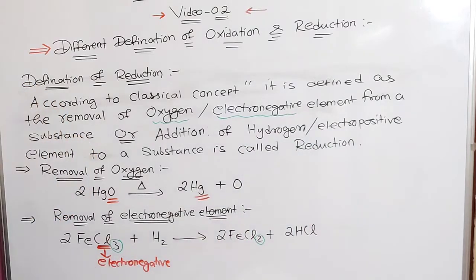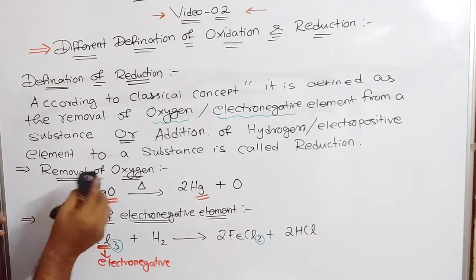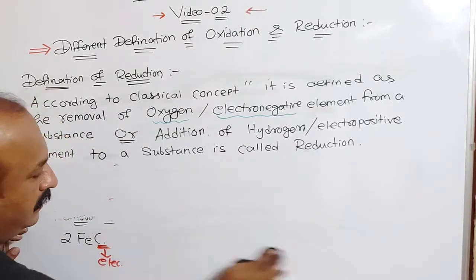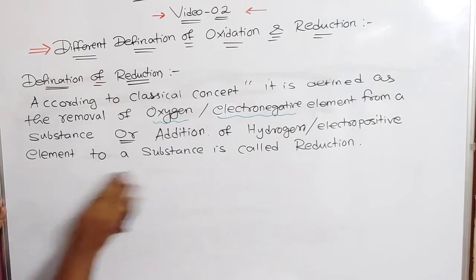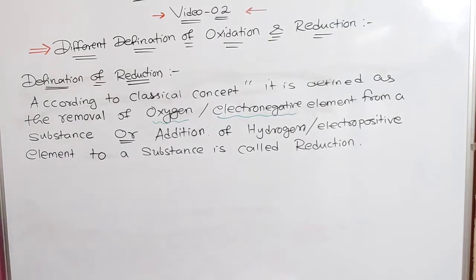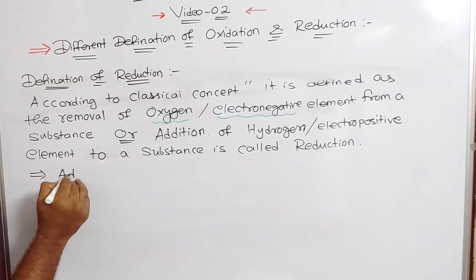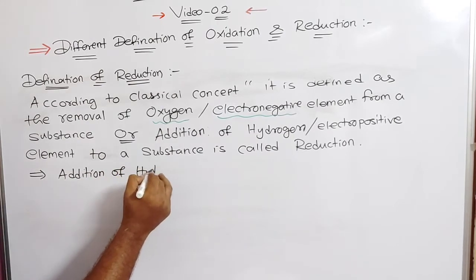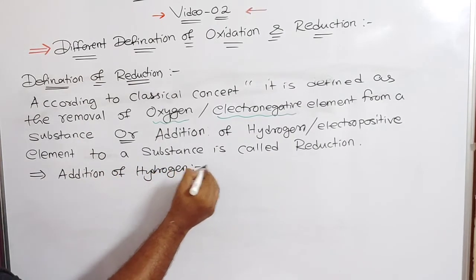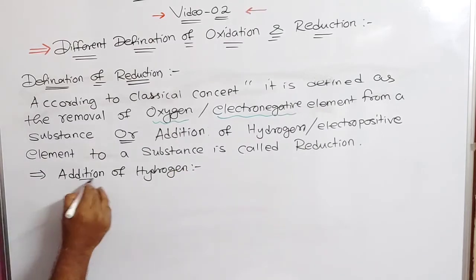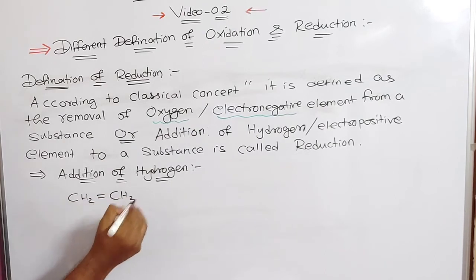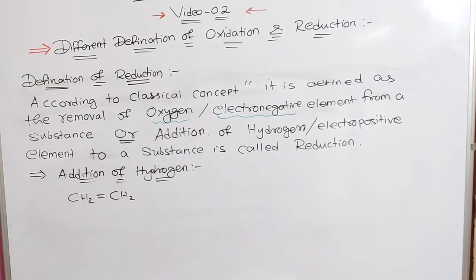Now the next one, the remaining 2 things, that is addition of hydrogen and electropositive element, is called reduction. So I will just continue here. I will just rub this part. Okay. So in this case the next example I am going to give is addition of hydrogen. When we write addition of hydrogen, you can see I'll take the ethene molecule, CH2 double bond CH2. Now you must have studied this in 10th standard.